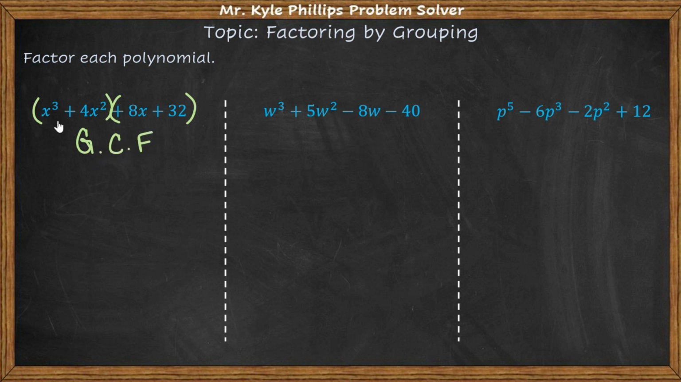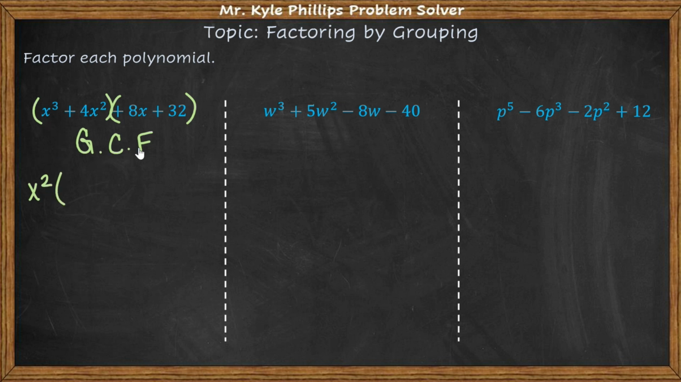Remember, that never goes away. We're always looking for the greatest common factor, so that's what we're going to use here. If I look at my first one, x cubed plus 4x squared, my greatest common factor is going to be x squared. So I will write that here.